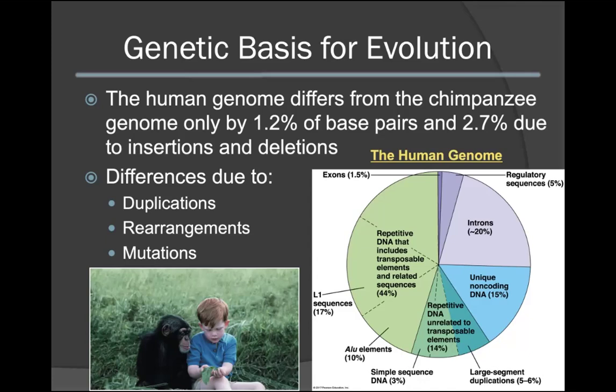Note that only 1.5% of our genome is dedicated to exons or expressed information. The other 5% consists of regulatory sequences, as well as introns, unique non-coding DNA, as well as repetitive DNA sequences. These repetitive DNA sequences comprise the majority of the genome. These include transposable elements, related sequences, and unrelated sequences.